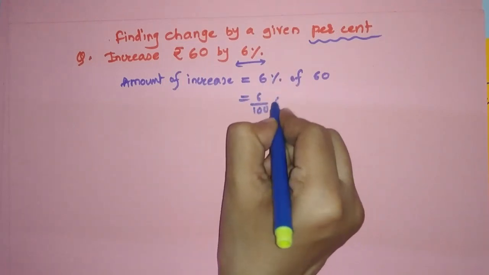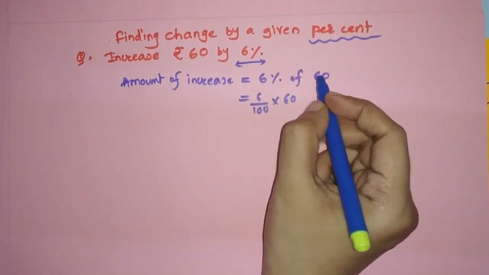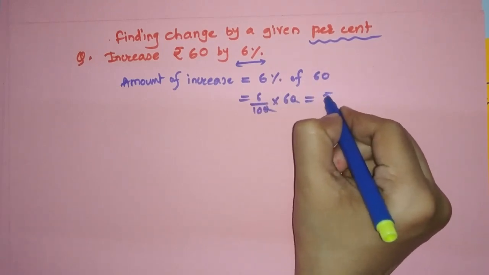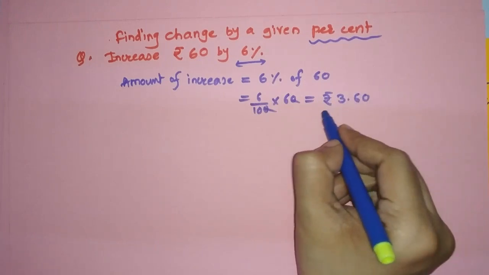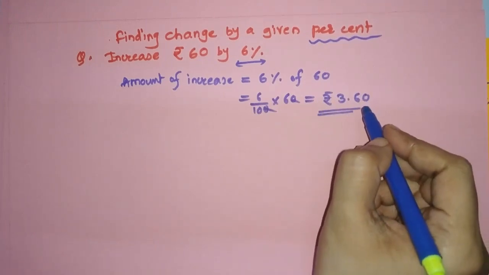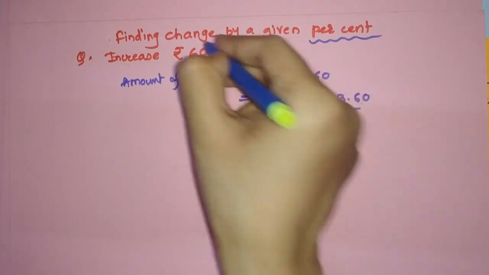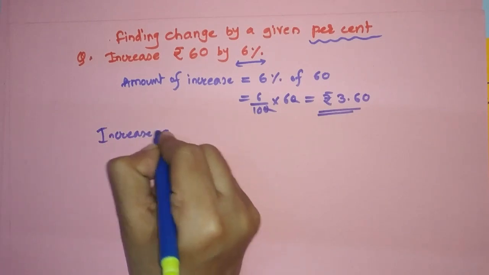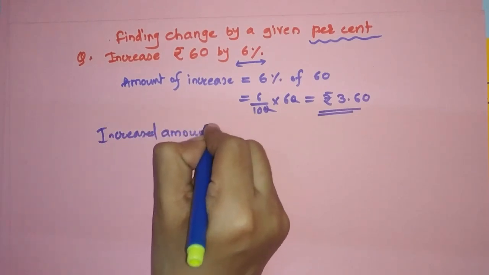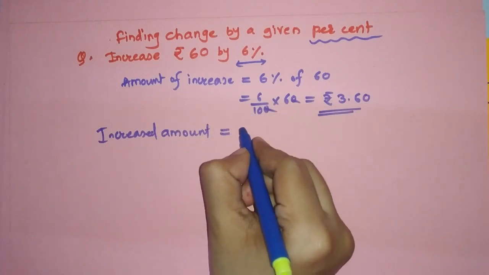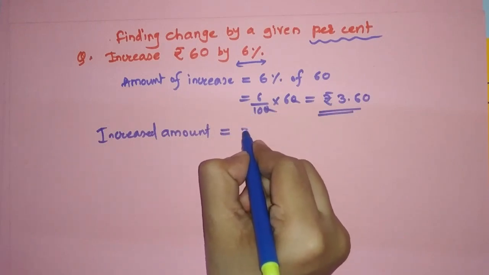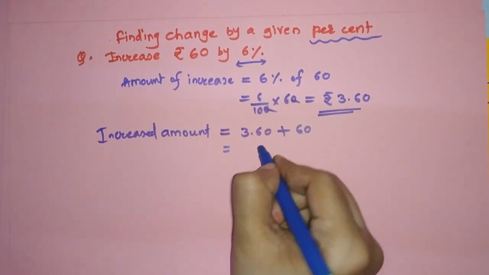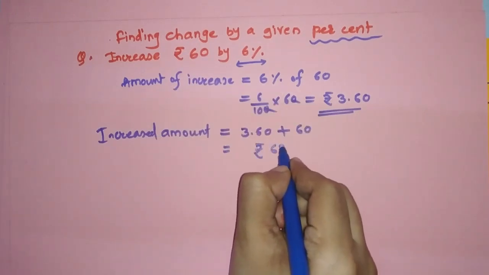So 6% is 6 upon 100, of 60 you will write here. So 6% of 60, friends, you will get here rupees 3.60. This is the amount of increase or increment. Now you need to add this amount to the 60. So finally after this we will get an increased amount. So the increase is 3.60, and this you need to add to the original, that is rupees 60. So friends, here we'll get rupees 63.60.